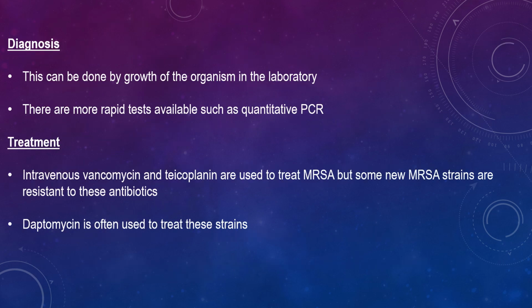So, diagnosis can be done by growth of the organism in a laboratory, and there are more rapid tests such as quantitative PCR. I mentioned that before in the identification slides, what other tests you can use, etc. So, the sheep blood agar, the beta hemolysis, etc. Treatment: intravenous vancomycin and teicoplanin are used to treat MRSA, but some new MRSA strains are resistant to these antibiotics. Daptomycin is also used. So these are quite common antibiotics used in these infections: vancomycin, teicoplanin, and daptomycin.